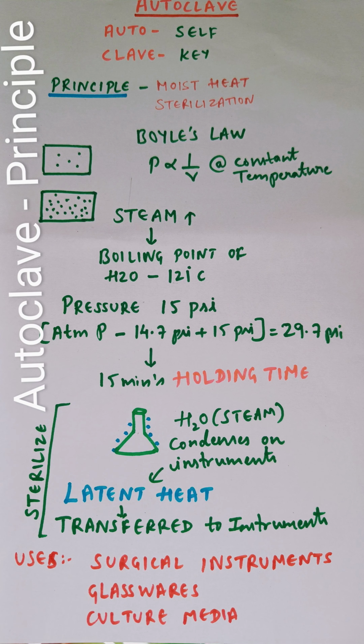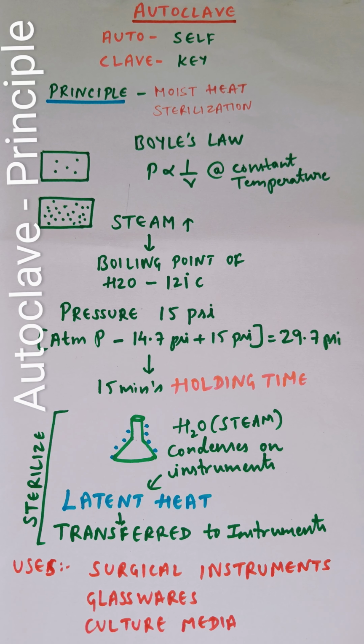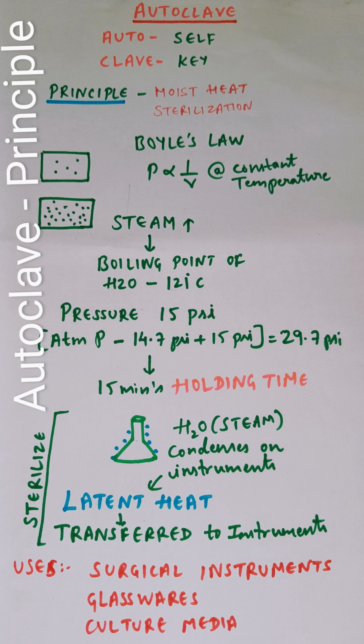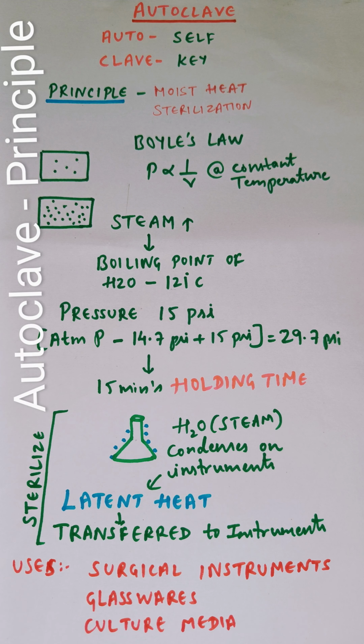So the normal atmospheric pressure, 1 atmospheric pressure, is nothing but 14.7 psi. Inside this, now we are increasing the pressure by 15 psi above the atmospheric pressure. So total pressure which is developed inside the autoclave is 29.7 psi. So at this pressure, at 15 psi, when the boiling point of water reaches 121 degrees centigrade, this machine is kept running for 15 minutes, and that is called the holding time. The easier way to remember is holding time is 15 minutes at 15 psi, and the boiling point of water reached here is 121 degrees centigrade.